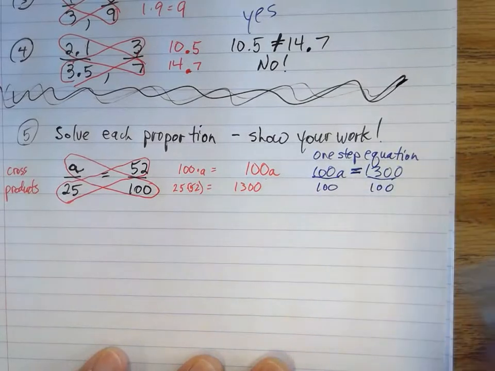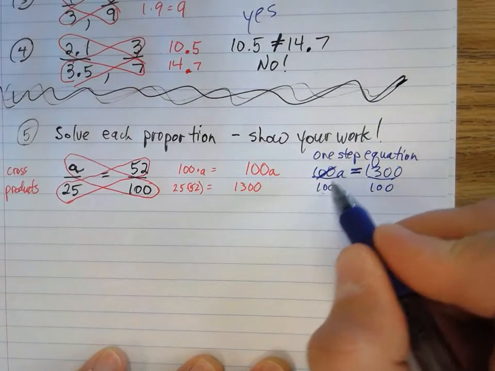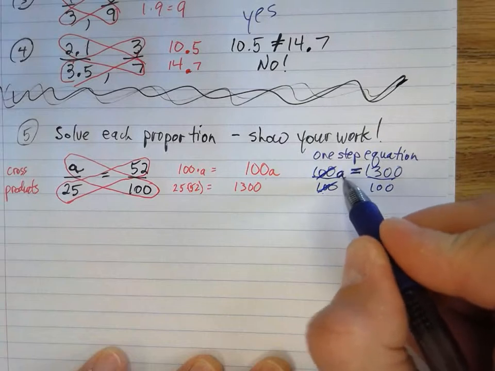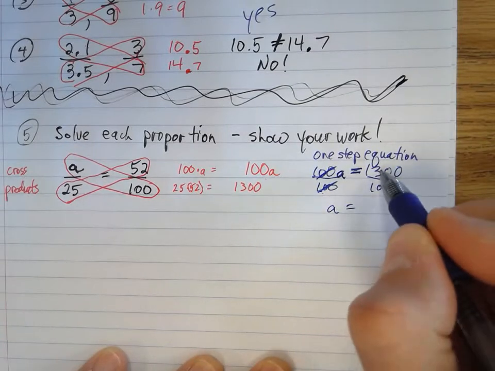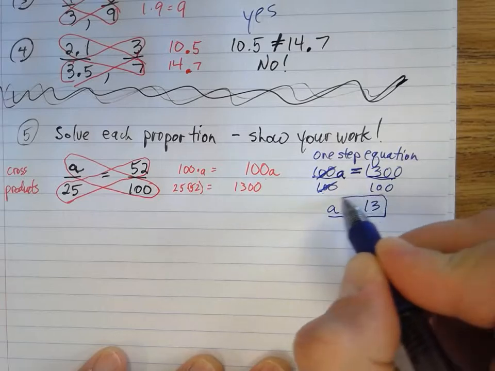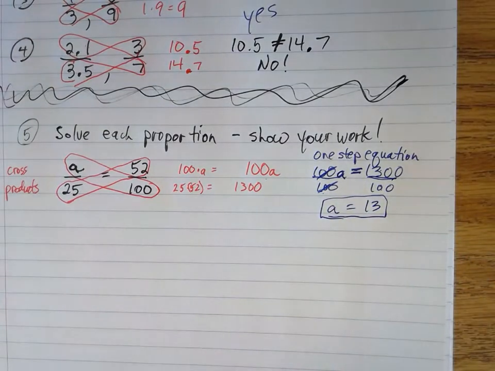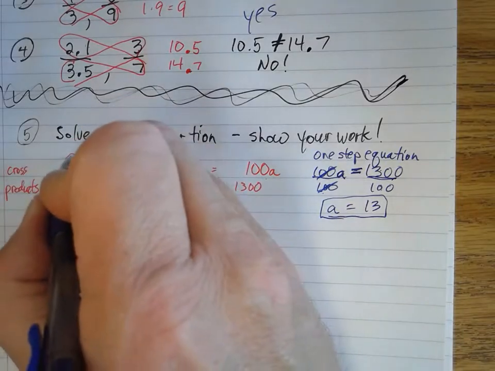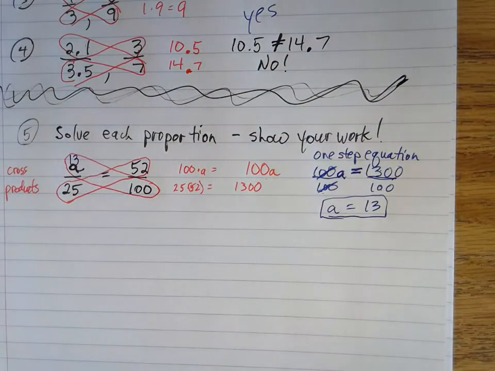See, I'm showing my work. If you divide 100 by 100, of course that cancels out and leaves you with A. If you do 1,300 divided by 100, that of course gives you an answer of A equals 13. So over here, if we wanted to write that correctly, we would put the 13 up there for A. 13 over 25 equals 52 out of 100.